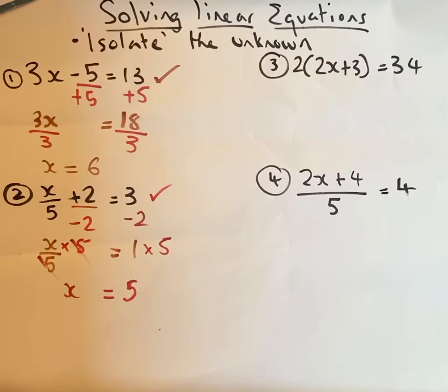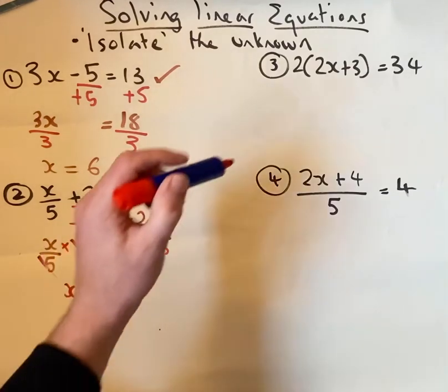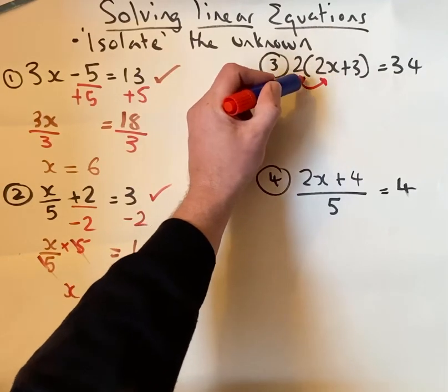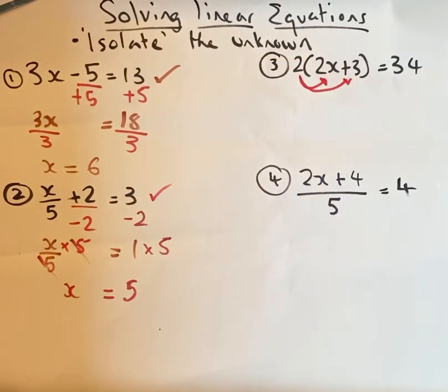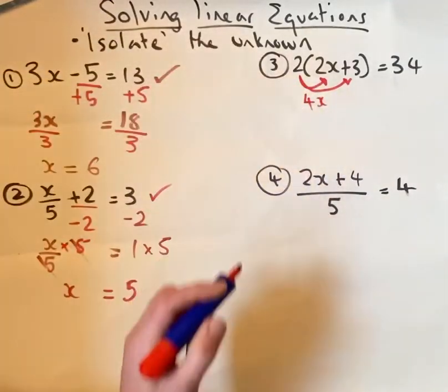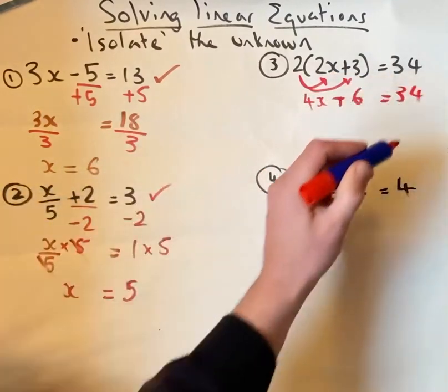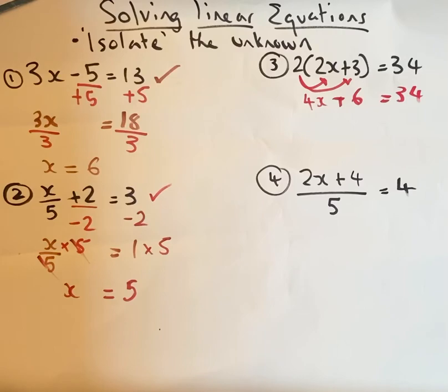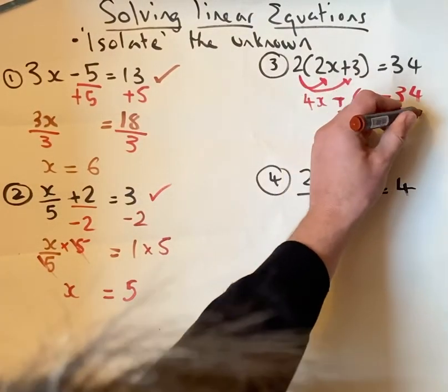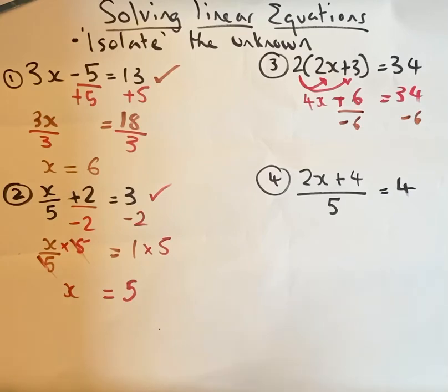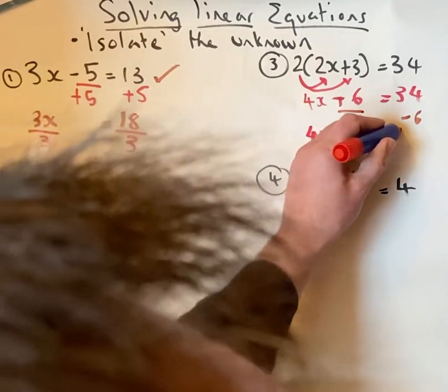Slightly more challenging now is if we've got a set of brackets involved. There is more than one way to do this, but what I'm going to do here is expand the brackets out. That means everything inside the brackets is going to be times by 2. So 2 lots of 2x makes 4x, and 2 lots of 3 makes 6. I don't have to do anything to the right-hand side because all I've done there is multiply out the brackets. The next thing I'm going to do is get rid of the plus 6, which means I'm going to subtract 6 from both sides of my equation to make it balance, which leaves me with 4x and 28.